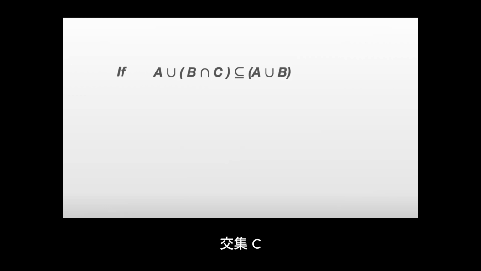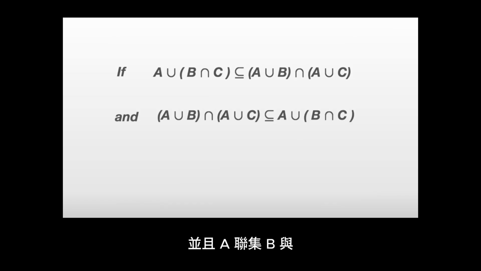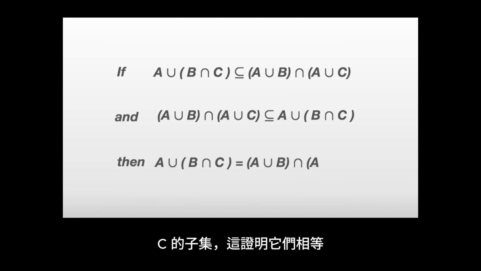Altogether, we've shown that A union B intersect C is a subset of A union B intersect with A union C, and that A union B intersect with A union C is a subset of A union B intersect C, which proves they're equal.